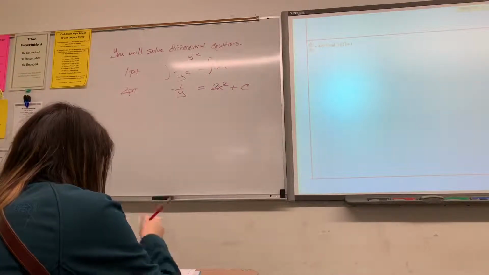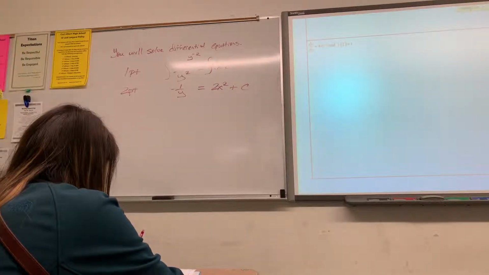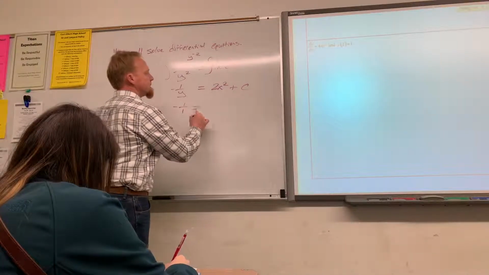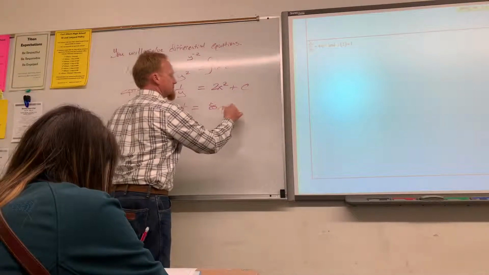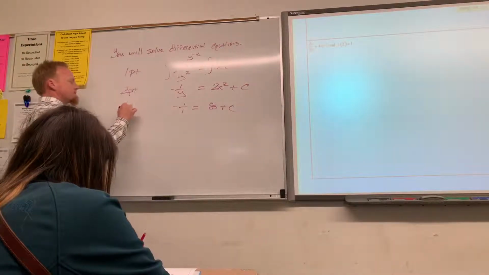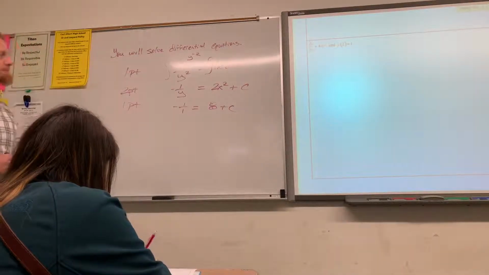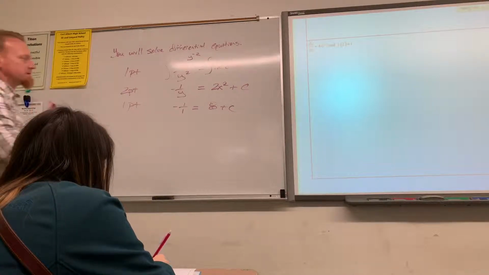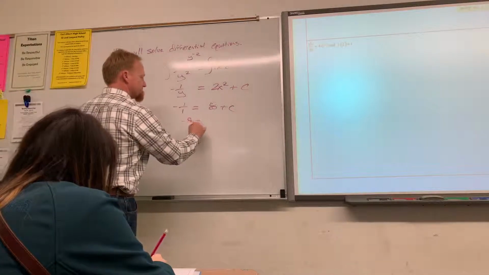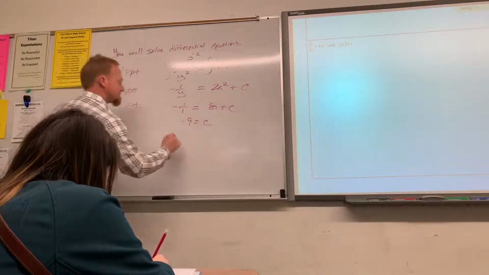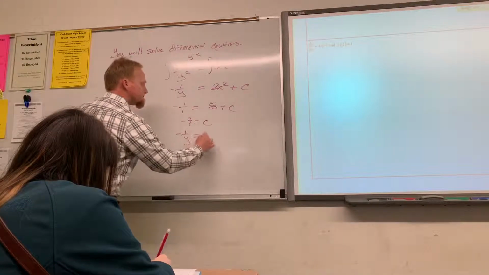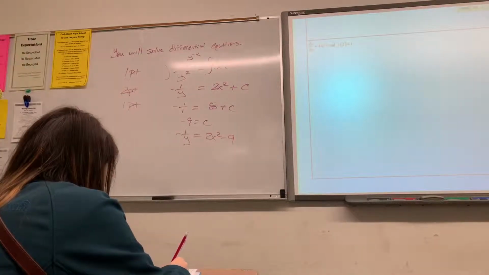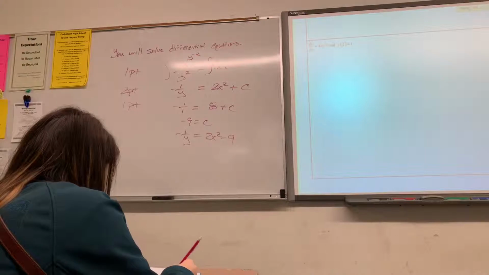Next step we want to do, plug in. So I plug in 2 and 1. This is going to be 8 plus c. So I picked up another point right there. So I'm going to get, what is that, negative 9 for c. And then the final point we get from doing what?